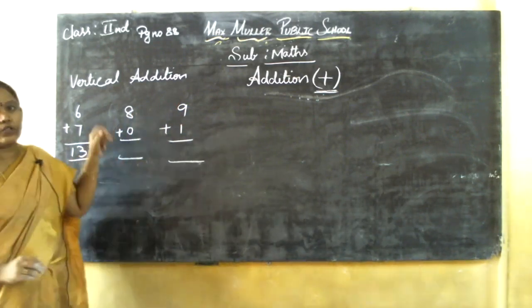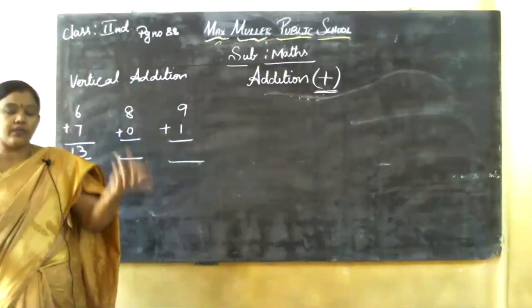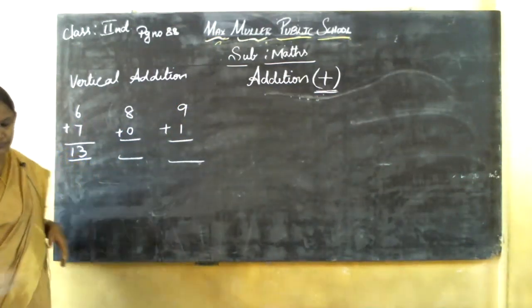See, 8 plus 0. 8 in the mind, 0 on the finger. After 8, what will come? 8 only will come.